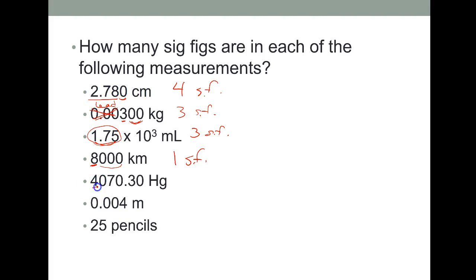In here, I have non-zero numbers, I have sandwiched zeros, and I have a trailing 0 with a decimal point, so all of them count, 6 sig figs. In this one, non-zero number, a bunch of leading zeros do not count, 1 sig fig. And 25 pencils, that tells you you're counting something. There's no discrepancy, infinite sig figs.